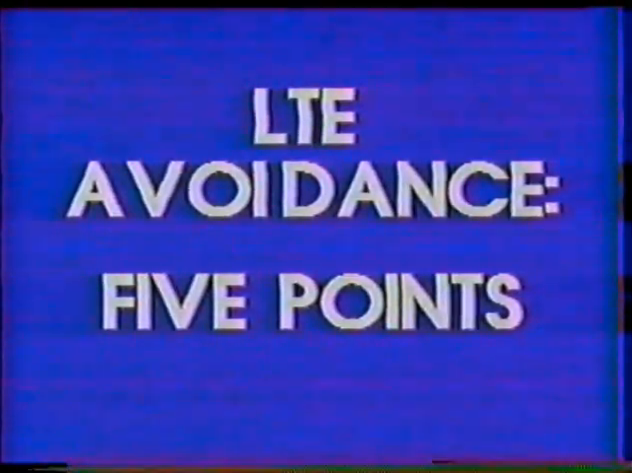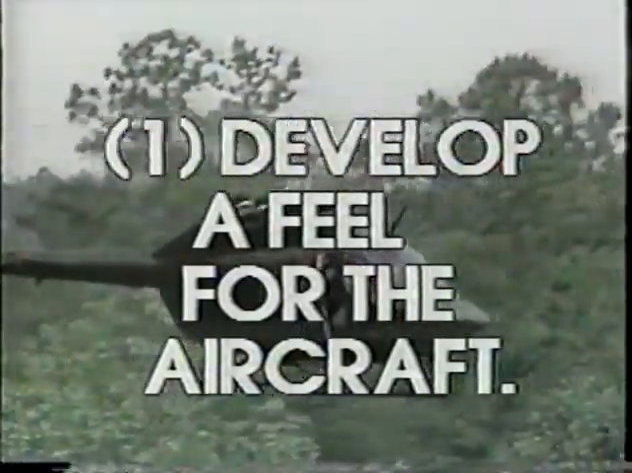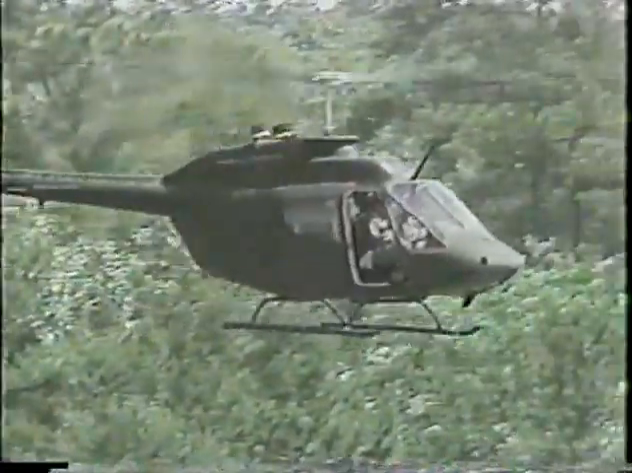There are 5 important points for you to remember to help avoid an LTE situation. The first 4 are specific points that are culminated in the 5th point. They are: 1. Develop a feel for the aircraft and how it will react under varying wind conditions. 2. Develop the ability to read the winds. By observing trees, smoke, grass, and other objects, you can estimate the direction and velocity of the wind.